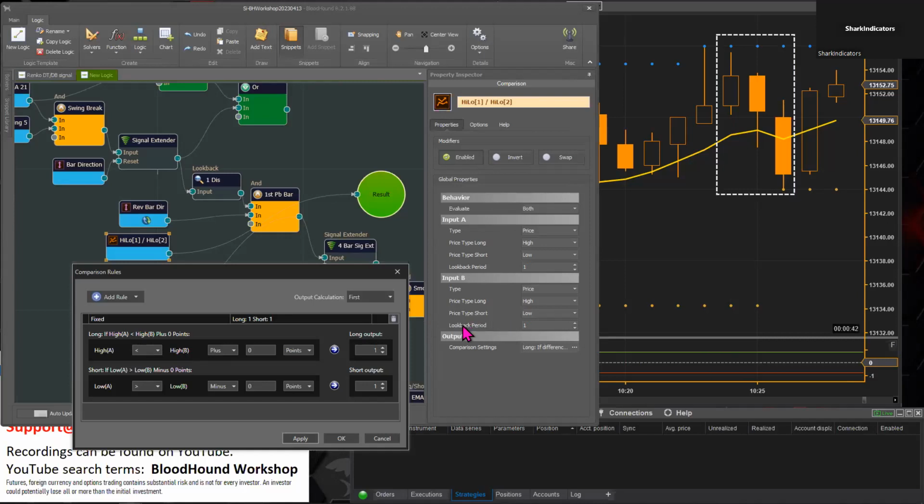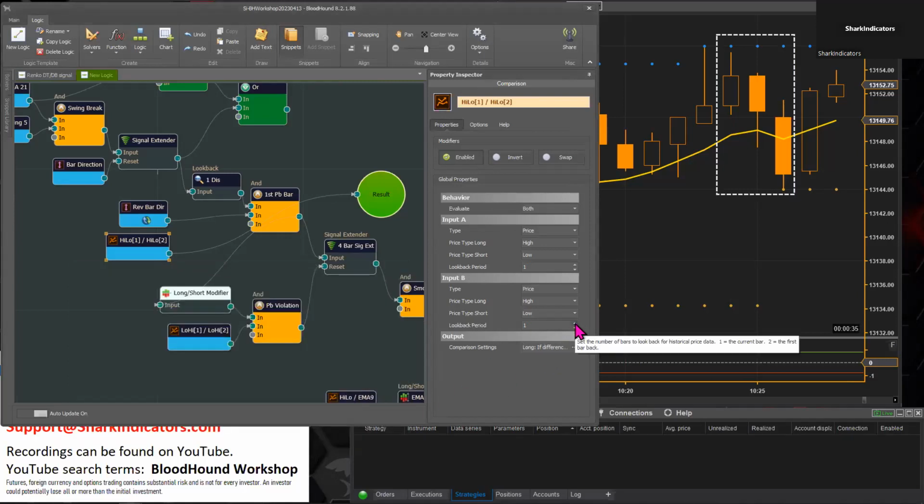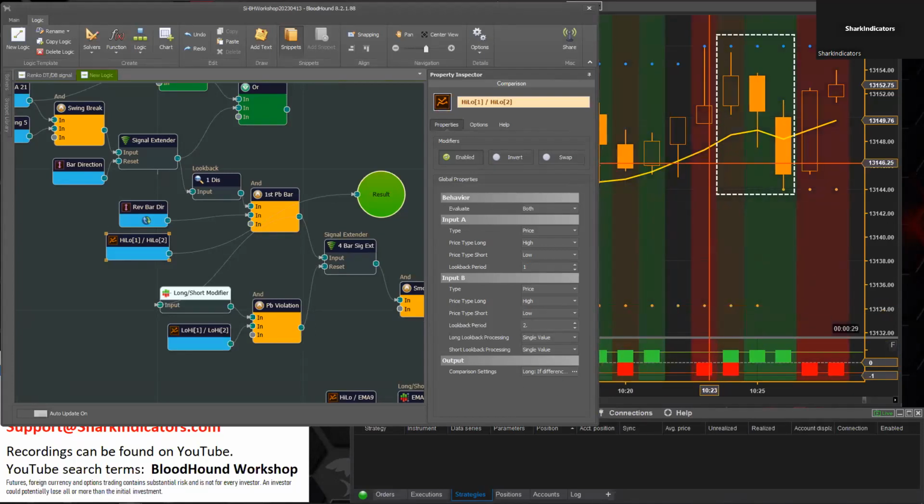Oh, let's see. Okay, I didn't quite hit the look back period. I didn't click on it close enough. There we go. Let's increase the look back to 2. Okay, and there we have it. So when that high is lower, there we go. And we can see we get 3 long outputs, because these highs are stepping lower.